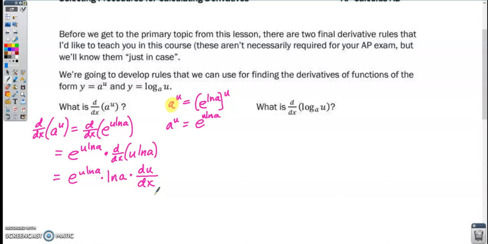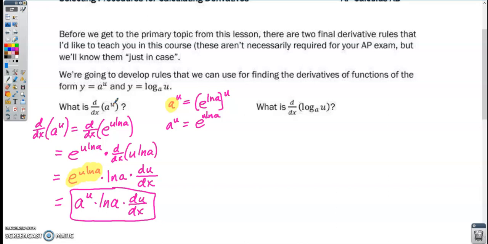And now I'm just going to return this e to the u log a back to its original form. We originally had it written as a to the u. And so the derivative of a to the u is a to the u times the natural logarithm of a times the derivative of u with respect to x. That's our chain rule that's showing up there. So there's a rule that we can apply anytime we see a derivative of some constant raised to a variable expression. So for instance, 2 to the x squared power. I can use this rule in order to find the derivative of that expression quickly and easily.